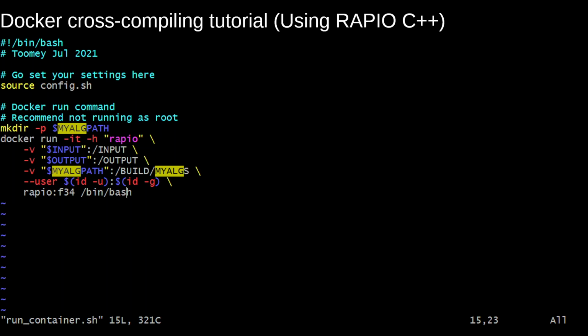So if you'd actually do compiling on that container, you're going to have to have a shell to do it in. So I do basically a /bin/bash. So I have the alg path, input, output, and you'll see what this is here in a second. The hostname, the -h gives a host. I call it RAPIO, and then -it gives me an interactive terminal, and the run command.